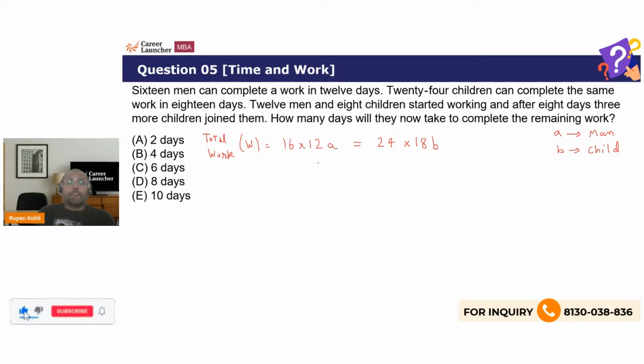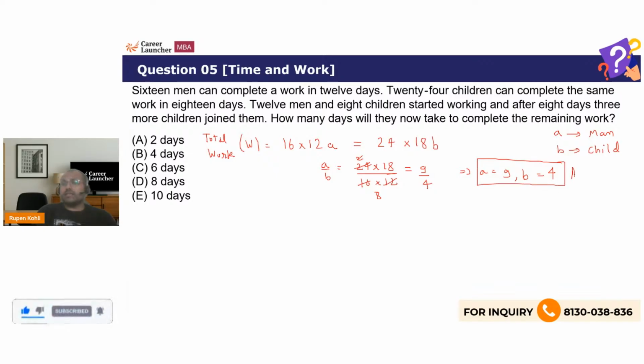Simplify. So A over B is coming to be 24 into 18 over 16 into 12, which simplifies as 12 cancels 2, 2 cancels 8, 18 by 8 or 9 by 4. So as soon as I have got the ratio, I will define that. Let's put A equal to 9 itself and B equal to 4 itself. Define or assume the work rates. So this is the assumption step.